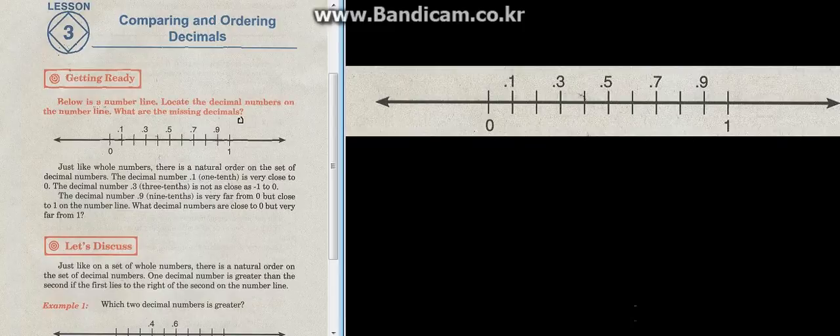Hi guys, today we'll learn lesson 3, and lesson 3 is about comparing and ordering decimal numbers. So there is a number line here, and this is actually a number line with decimal numbers. The number lines you dealt with until now were for whole numbers. You have 0, and then 1, and then 2, and then 3, and it goes like that, right? But here, this is a number line for decimal numbers.